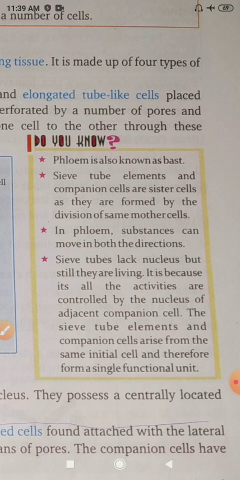sieve tubes के बगल में ही companion cells होती हैं और वो companion cells sieve tubes के लिए सारा काम करती हैं. Okay, the sieve tube elements and companion cells arise from the same initial cell, therefore they are having the single functional unit. That's why they both are originated from a single mother. That's why the sieve tube nucleus is also present inside of companion cell. Mean companion cells nucleus is only regulate all the functioning of the companion cells also, as well as sieve plate also, sieve tubes also. Okay, I hope that is clear.